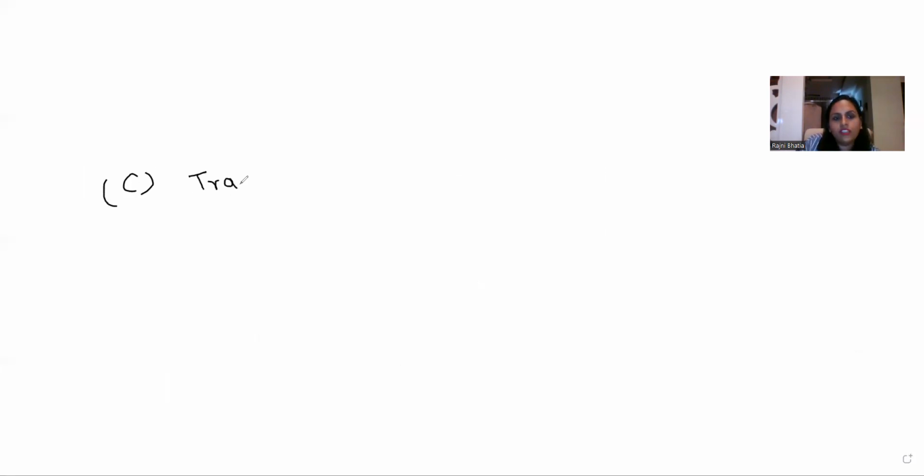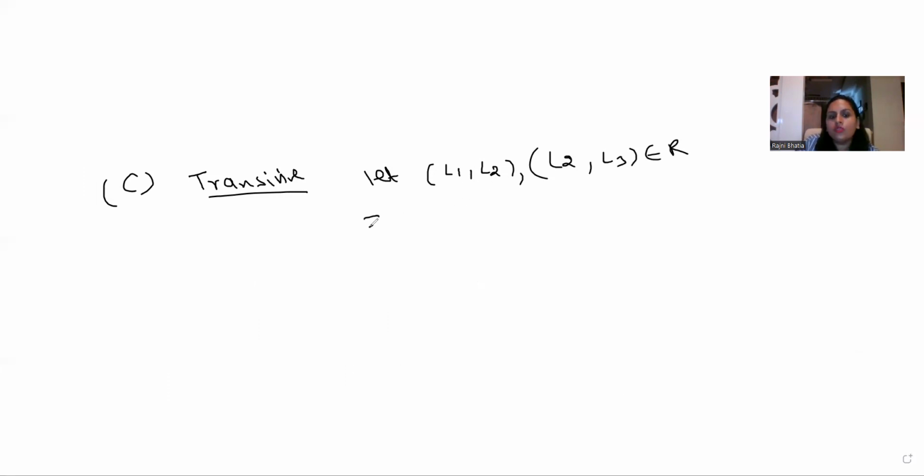Now we'll move to the transitive part. So for transitivity, we are going to write: let (L1, L2) and (L2, L3) belong to R. (L1, L2) belongs to R, this implies L1 is parallel to L2. (L2, L3) belongs to R, this implies L2 is parallel to L3.